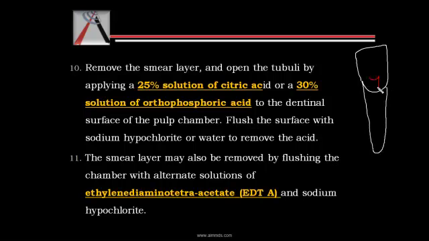So herein we have our barrier. Below we have our remaining gutta percha filling. Now in this cavity, the smear layer is removed by using 25% solution of citric acid or 30% solution of orthophosphoric acid, and this area is flushed with sodium hypochlorite and water to remove any acid or any remaining debris. And this smear layer can also be removed by using EDTA or sodium hypochlorite. So whatever be the methods used, basically the purpose is to remove the smear layer.